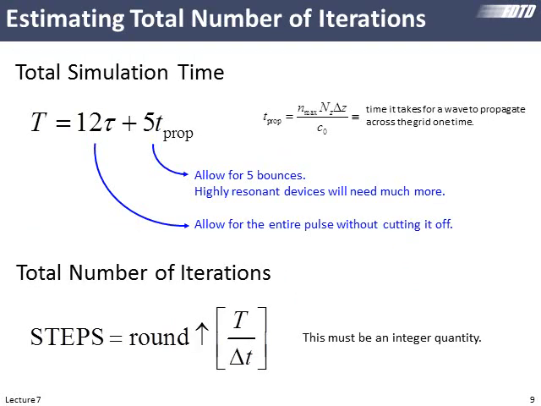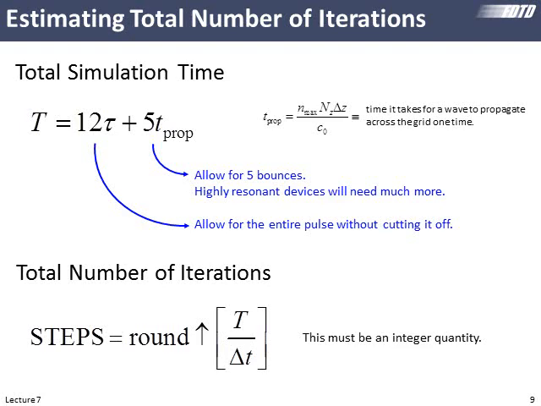We also talked a little bit about how to estimate the number of time steps that your simulation will need, and we said at least 12 tau's. That ensures that we ease into the source and ease out of it. We also can calculate how long it would take a wave to propagate across the grid one time, and we add about 5 of that. And that's good for scattering devices or moderately resonant devices where the wave bounces around a few times.